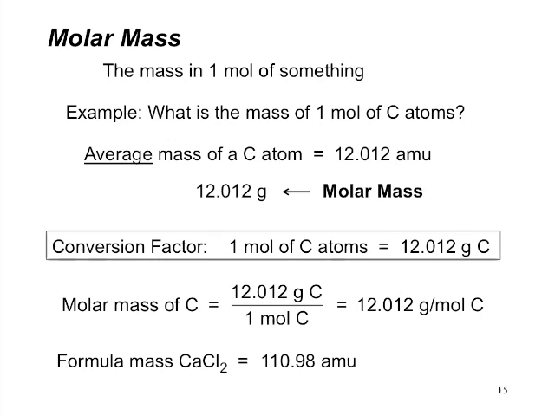Let's look at another problem. If you calculate out the formula mass for calcium chloride, you'll get 110.98 atomic mass units. That's the weight for 1 formula unit. And then if you calculate the molar mass of calcium chloride, well, it'll be the same number, but now that will be grams associated with 1 mole of them.